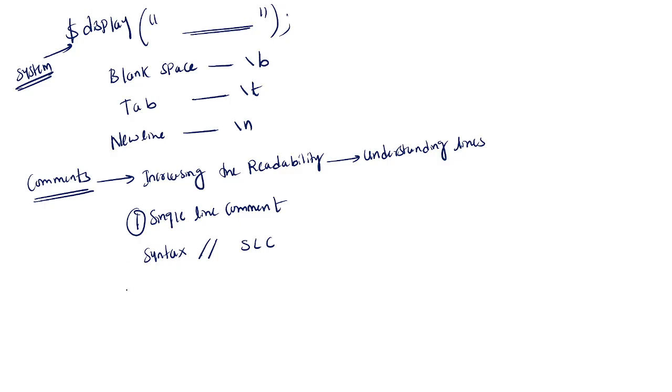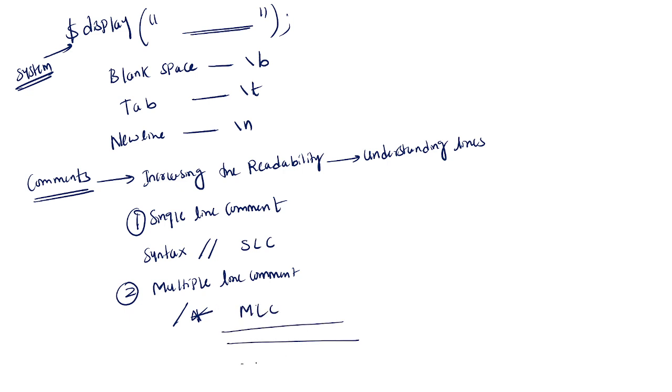And multiple line comment. Multiple line comment means here you have slash star, and there are multiple lines, and this will end with star slash. Okay, and nesting is not allowed.